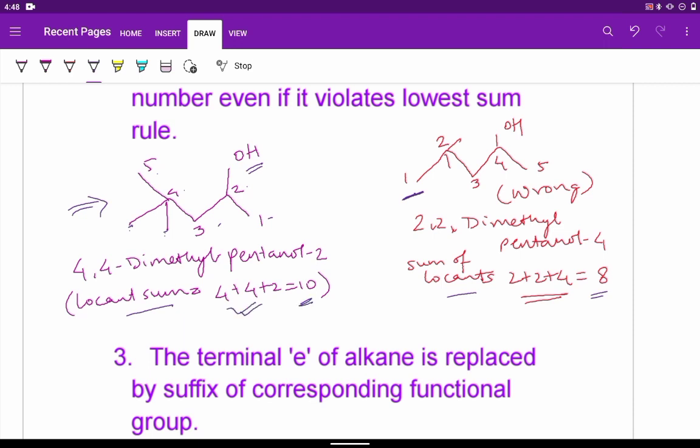The earlier one we did, 4,4-dimethylpentan-2-ol, is right, because we have to give a lower value to the OH group. As I told you in the seniority table for principal groups, OH comes much before alkyl groups. So this is the correct one. Here, if you do it like this, it is wrong.